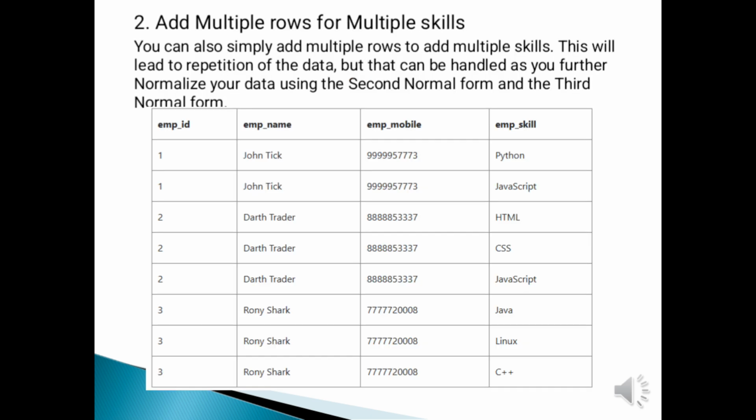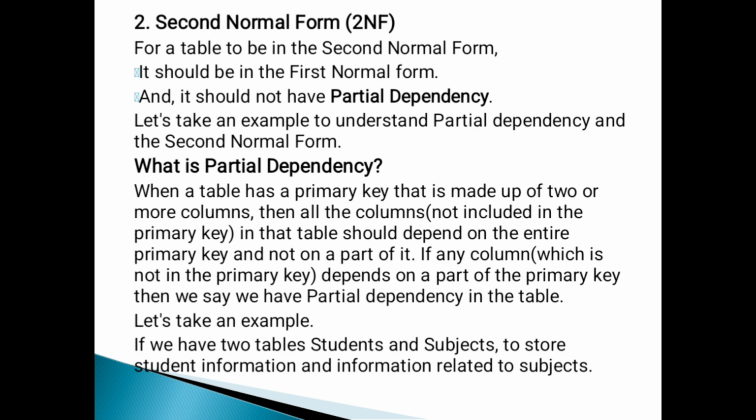Next one, add multiple rows for multiple skills. You can also simply add multiple rows to add multiple skills. This will lead to repetition of the data, but that can be handled as you further normalize your data using the second normal form and the third normal form. It looks like employee ID, employee name, employee mobile and employee skill.